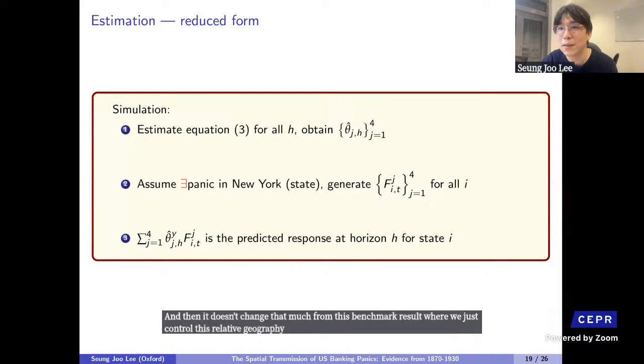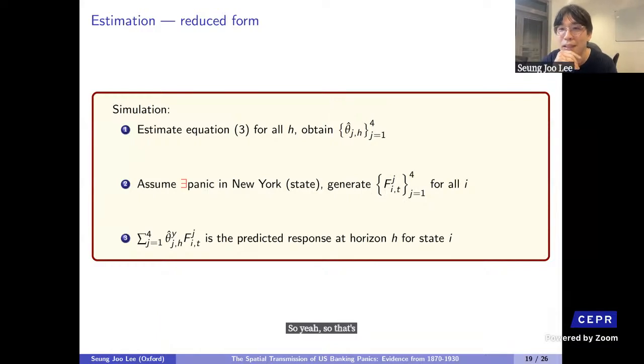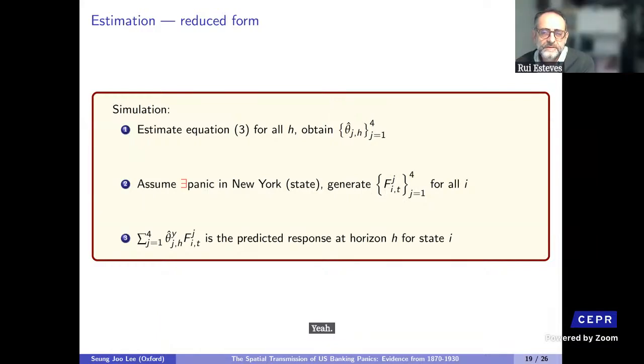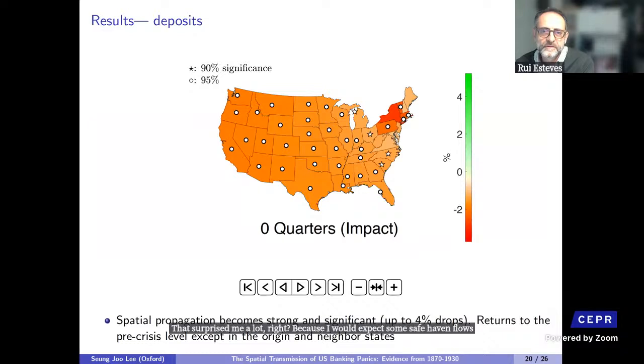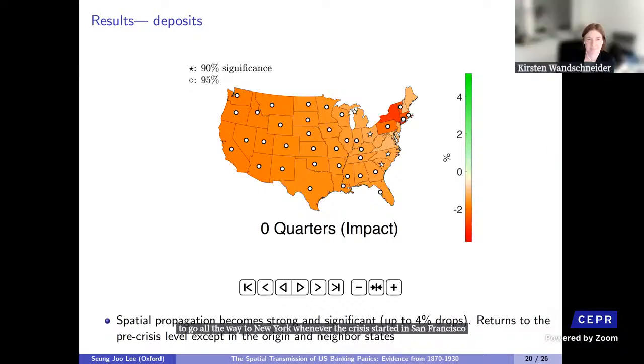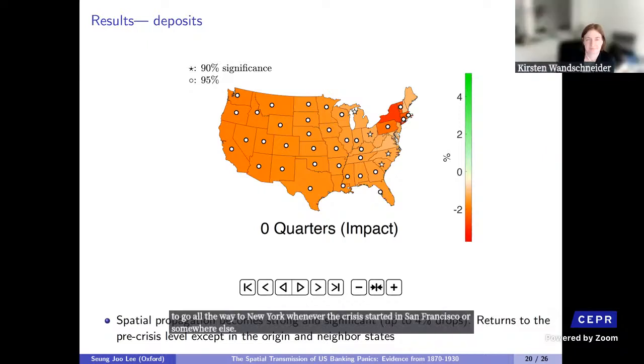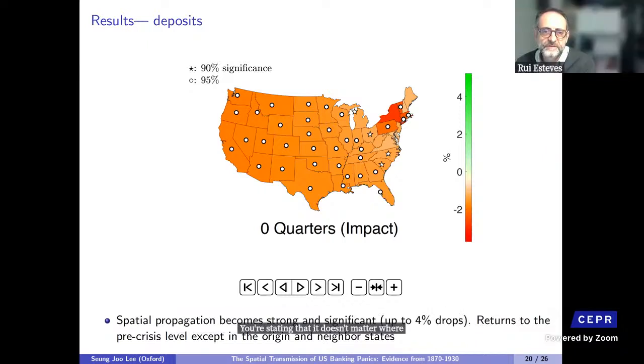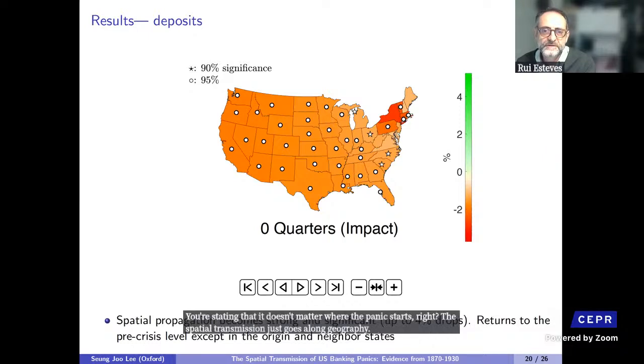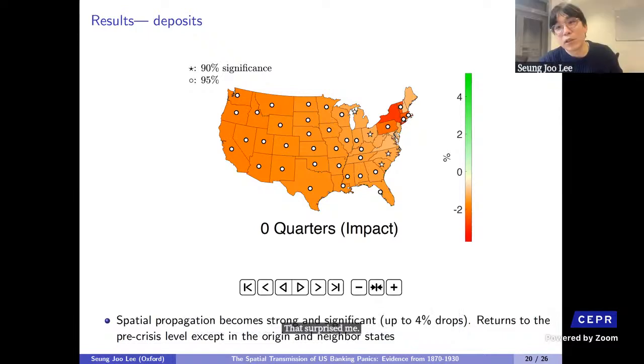Yeah, but if I may jump in, that surprised me a lot, because I would expect some safe haven flows to go all the way to New York whenever the crisis started in San Francisco or somewhere else. You're stating that it doesn't matter where the panic starts, that the spatial transmission just goes along geography. That surprised me. Yeah, it is quite surprising.